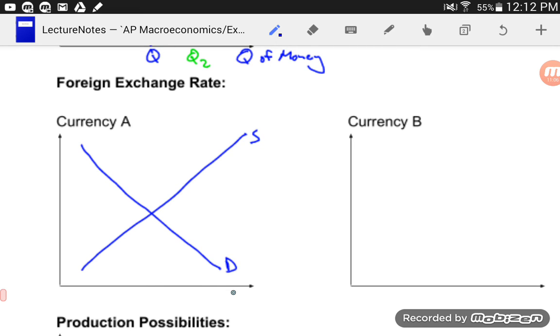And we are looking at the quantity of currency A, so that could be like the quantity of US dollars available for exchange. And then we have to talk about the price of currency. So this is when we're trying to exchange our money with a different country, because of course if I want to buy goods that are made in China, I need some Chinese yuan.